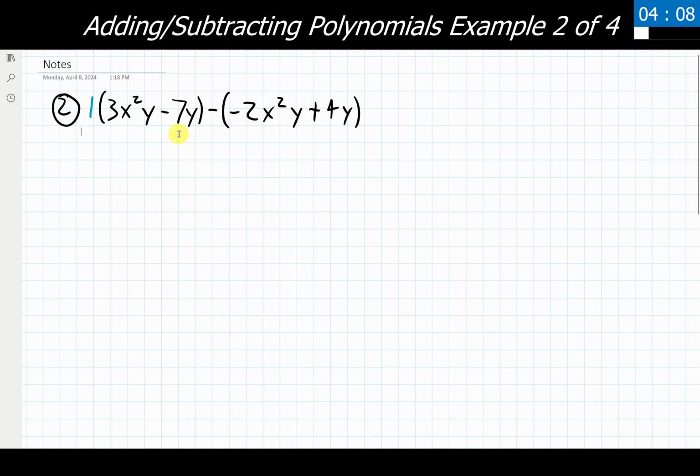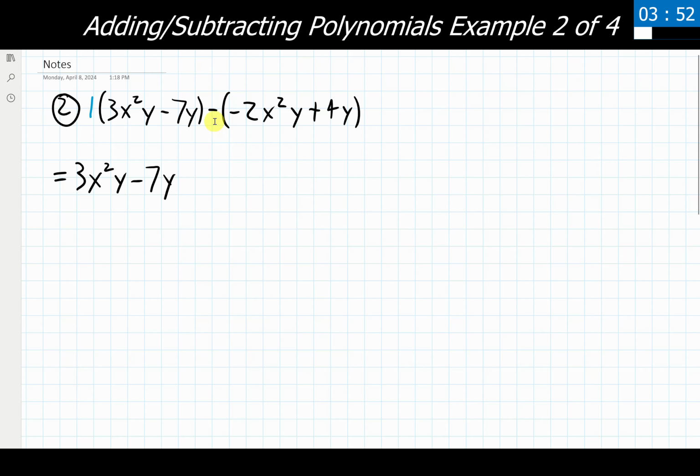No, it isn't. So all I can do is bring these first polynomial terms down exactly as they are. And there's nothing wrong with that. We find on a pretty regular basis that that happens. Now the second polynomial, this is where we need to do some work.